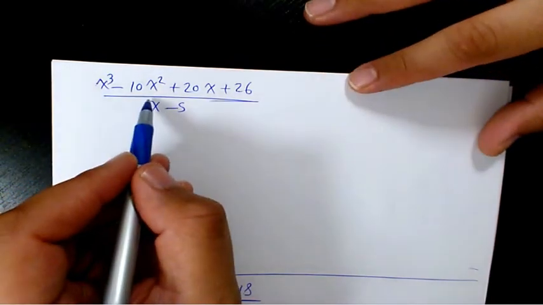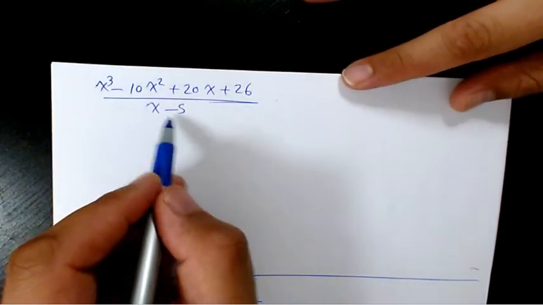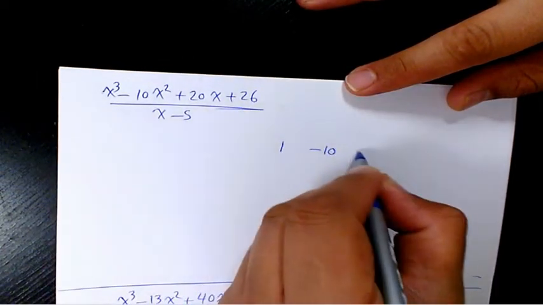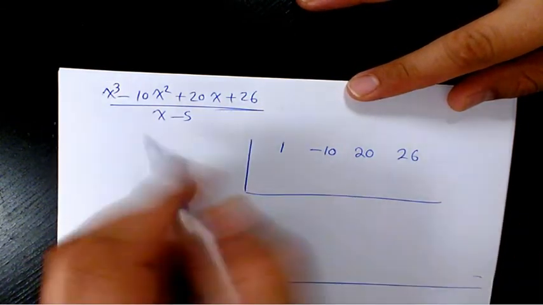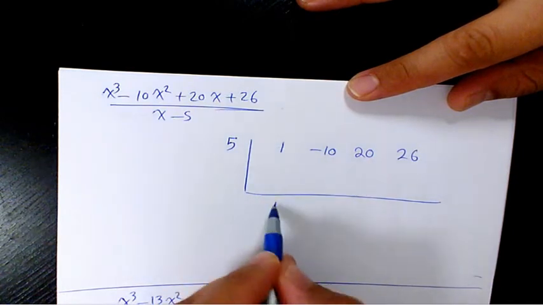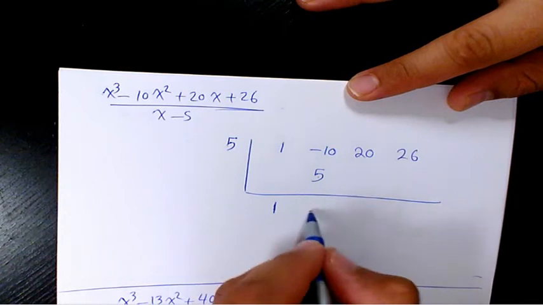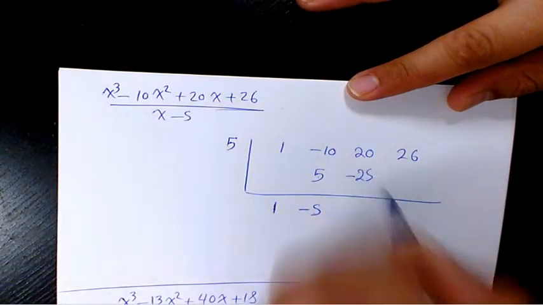Next one. x cubed minus 10x squared plus 20x plus 26 divided by x minus 5. So I have 1, negative 10, 20, 26 divided by the root of the denominator, which is positive 5. So bring 1 down. 1 times 5, 5. 5 and negative 10, when you add them, is going to be negative 5. Negative 5 times 5 is going to be negative 25.